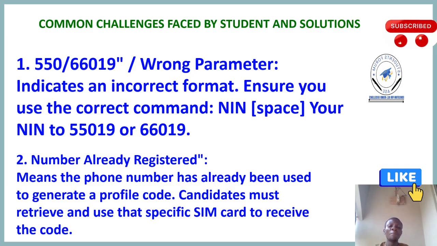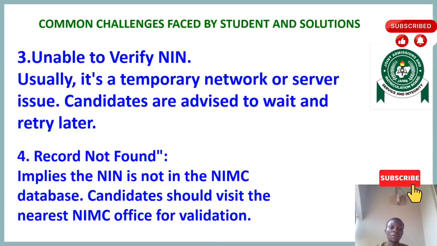Number 2 thing that people normally face during registration is maybe the number is already registered. Maybe this is not the first exam that you are doing. Maybe you've done JAMB before, and then you can't use that same phone number again. You have to use another phone number. You must use a fresh phone number for each of the JAMBs you are registering for. If you registered for JAMB before, use another phone number and another email address to register for another JAMB.